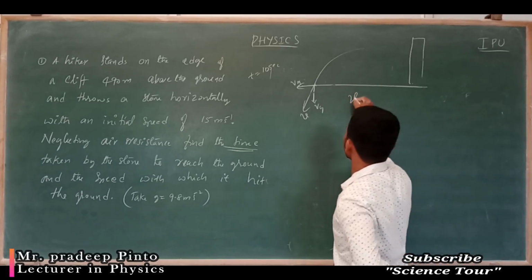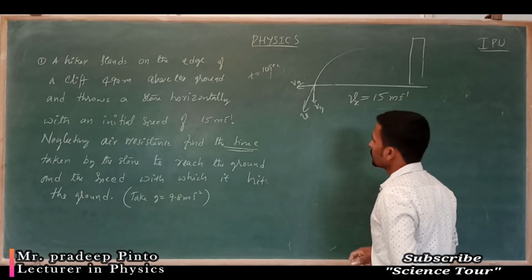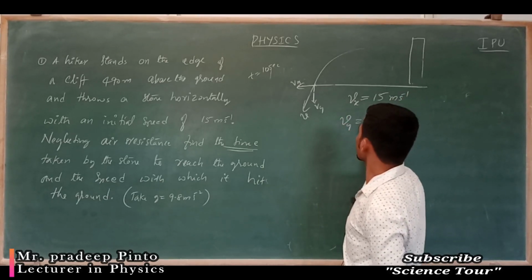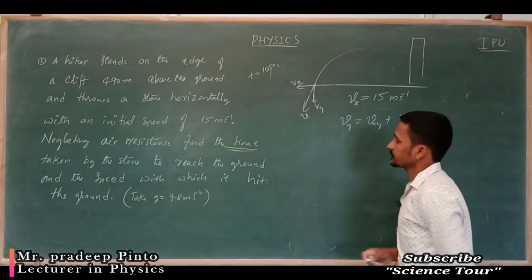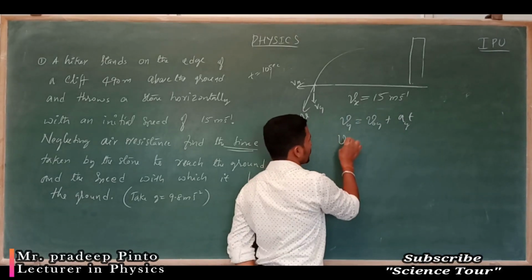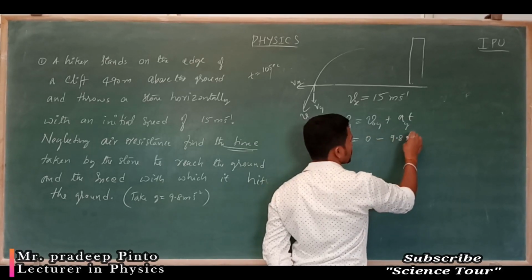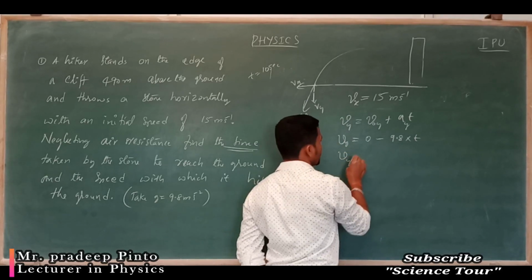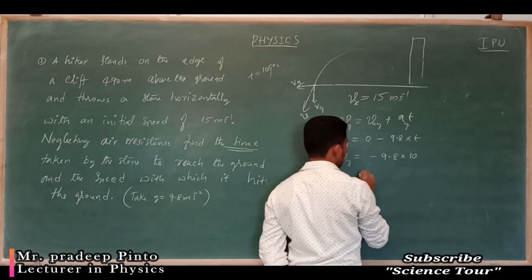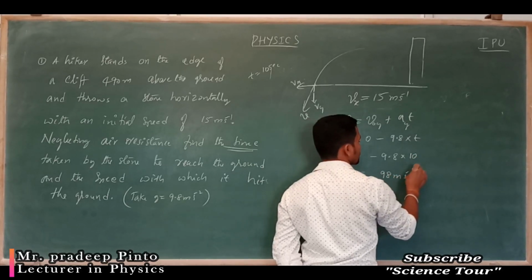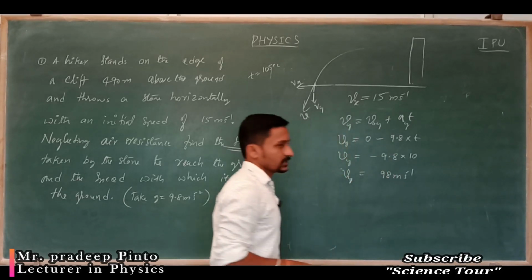Vx we know is not going to change, that is 15 meter per second. But Vy is equal to V naught y plus Ay into t. Ay is nothing but g, so Vy is equal to 0 minus 9.8 into t. So Vy is equal to minus 9.8 into 10, which is 98 meter per second along the y direction, downward. Maximum velocity is there.